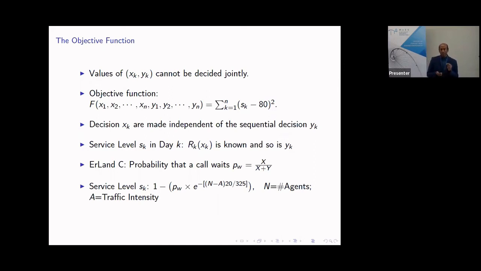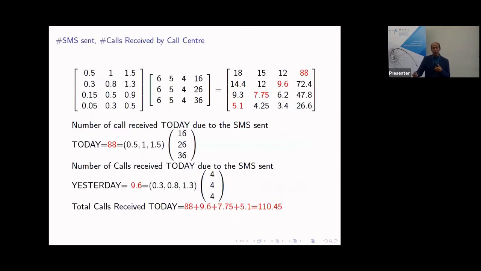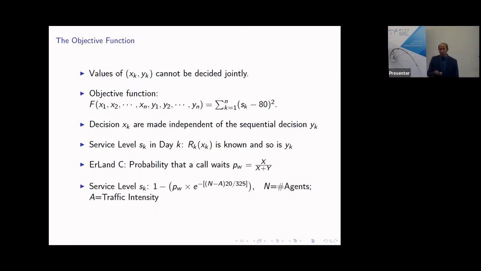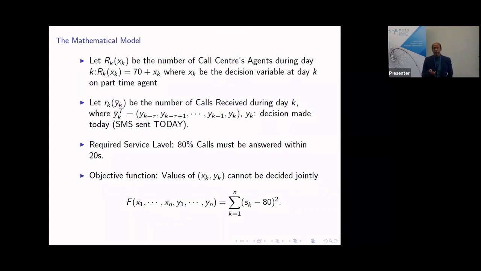So now my decision variable is the number of SMS I'm sending, and how many agents I have. Because of that, I can calculate how many calls will come to my call center through my model. So I can calculate that I am getting this many calls and have that many agents. How do I calculate the service level? Those 2 factors give the service level using this formula, and then I can calculate the value of S.